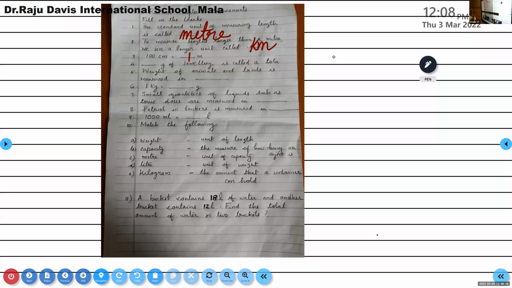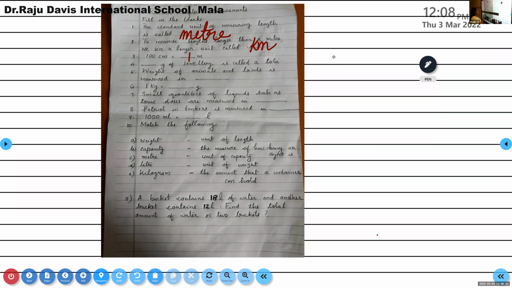Now this one is already there in your WhatsApp class group. So you already copied. Many of the students already finished. So those who did not copy, you can copy from there and write the answer. Okay, finish. 100 centimeter is equal to 1 meter.